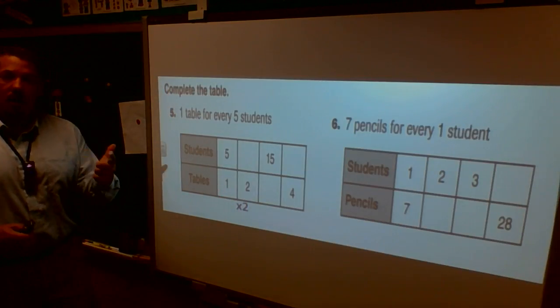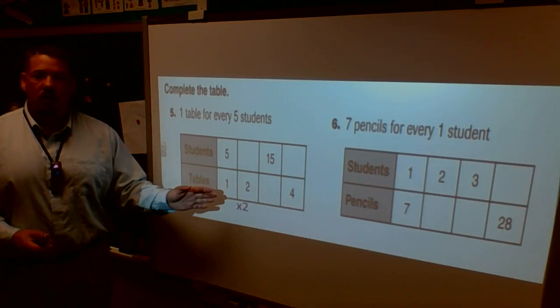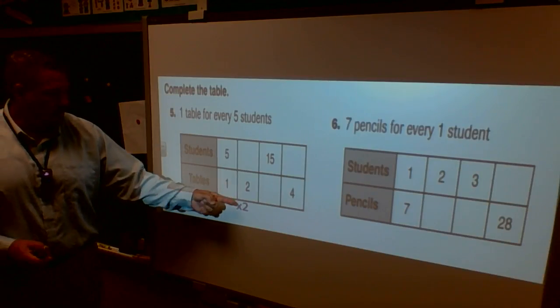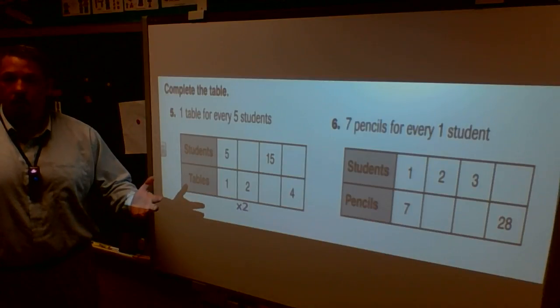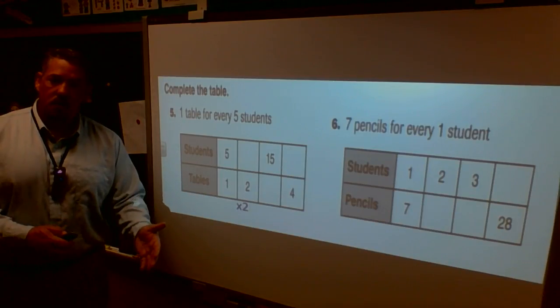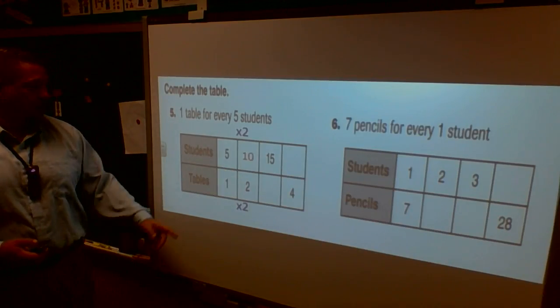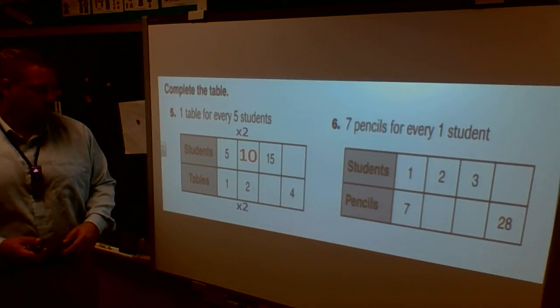How did I go from 1 to 2? I'm either going to multiply or divide. It's never adding or subtracting on these. Well, I'd multiply it by 2. If I multiplied at the bottom by 2, I have to multiply at the top by 2. So if I had 2 tables, then I would have 10 students, because 5 times 2 is 10.